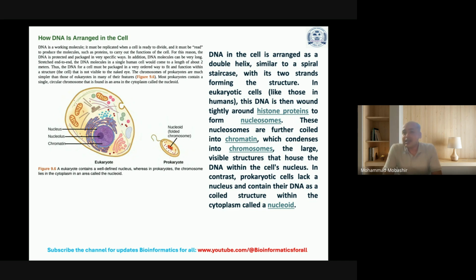So, DNA in the cell is arranged as a double helix, similar to a spiral staircase with its two strands forming the structure. In eukaryotic cells, this DNA is then bound tightly around histone proteins to form nucleosomes. These nucleosomes are further coiled into chromatin, which condenses into chromosomes, the large visible structures that house the DNA within the cell's nucleus. In contrast, prokaryotic cells lack a nucleus and contain their DNA as a coiled structure within the cytoplasm called a nucleoid.